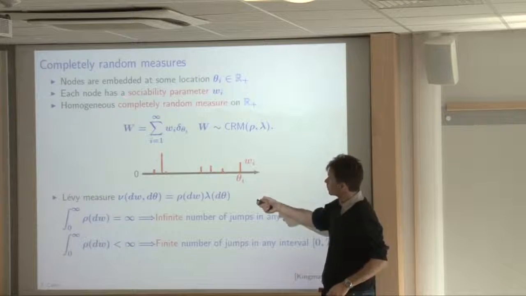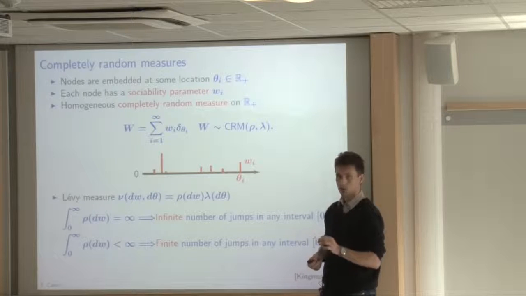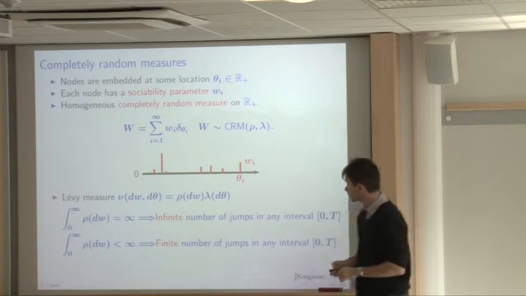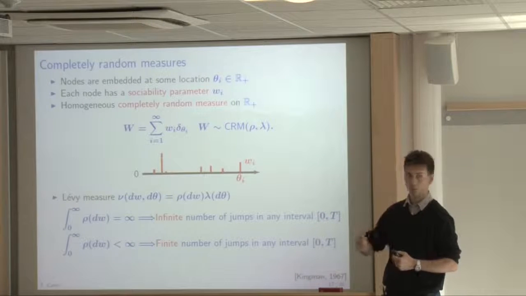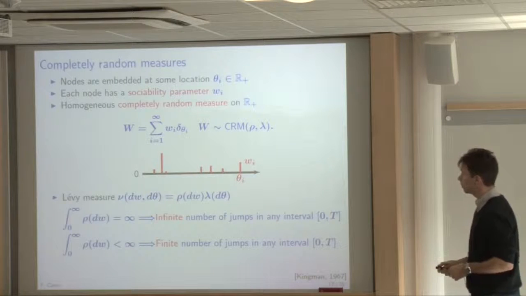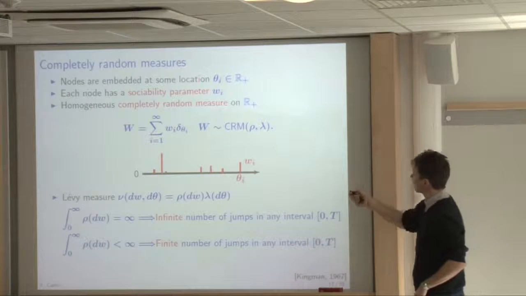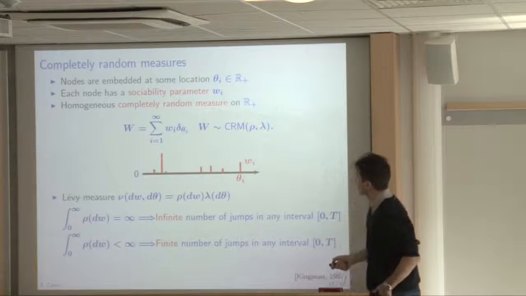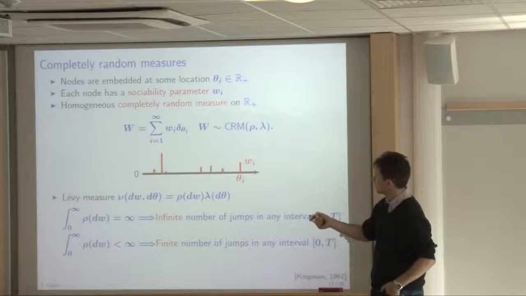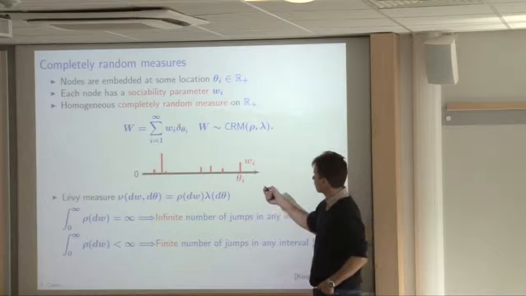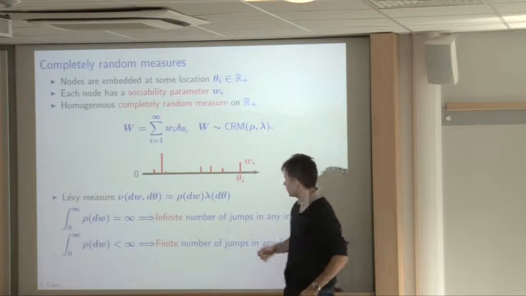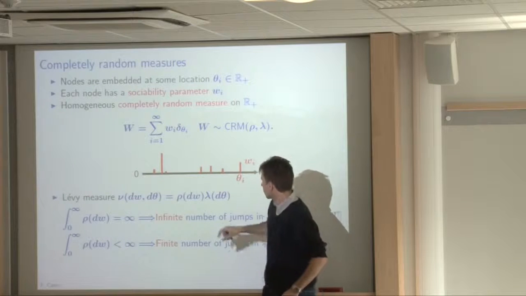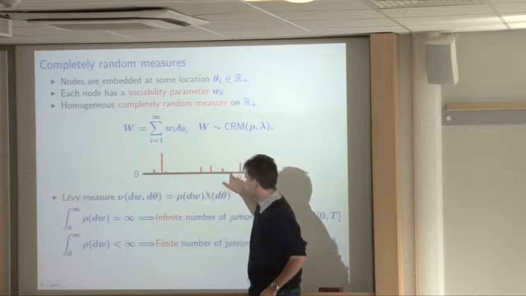And so I will assume that each node has some sociability parameter w_i. The larger this parameter, the more likely the node is to connect to other nodes. And the way I will generate those (w_i, theta_i), I will assume that they arise from a completely random measure. So basically, you've got a pure jump point process.